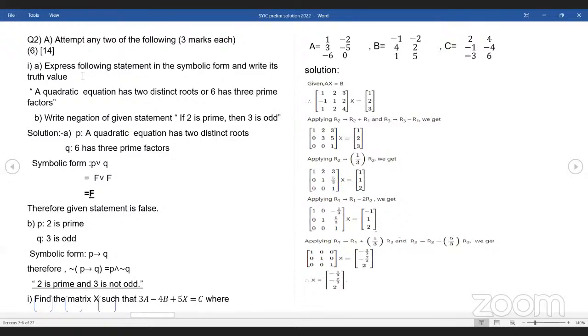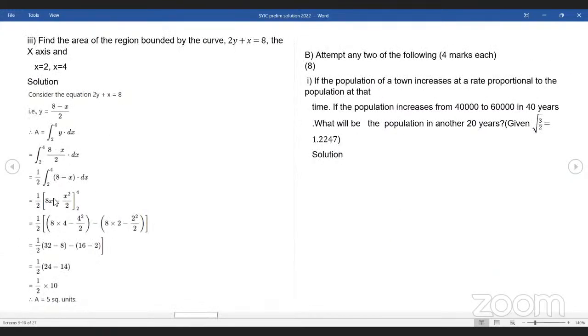Question 2A, express following statement in symbolic form and write its truth value. A quadratic equation has 2 distinct roots or 6 has 3 prime factors. At here, 2 substatements are given. So first, you write here P as the first statement, Q, it defined by the second statement. Write this statement in symbolic form. Or is given, so we use here P or Q. Find both's value, F or F. So after simplification, we get it is F. Therefore, given statement is false. Second sub question. So here I have highlighted F is our answer. So you should highlight this, write in bold or underline it.